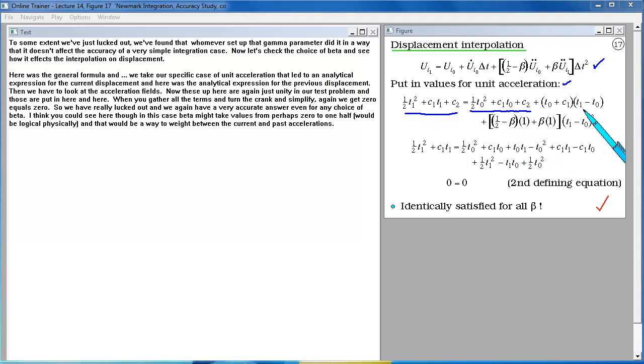then we have to look at the acceleration fields. Now these up here are again just unity in our test problem, and those are put in here and here. When you gather all the terms and turn the crank and simplify, again we get 0 equals 0. So we have really lucked out, and we again have a very accurate answer even for any choice of beta. I think you could see here though, in this case beta might take values from perhaps 0 to 1/2. That would be logical physically, and that would be a way to weight between the current and past accelerations.